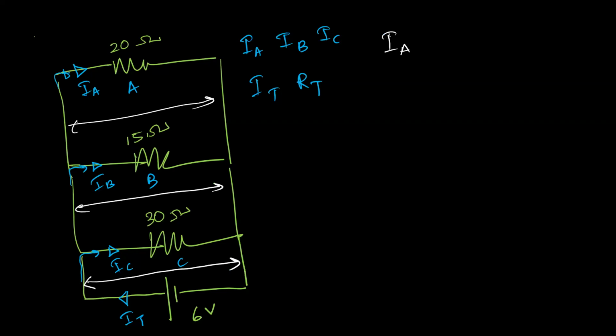In series, last week we discussed current throughout the circuit is same, current won't change, voltage will change. Here in parallel, voltage won't change, current will change. Hari, IA equals, to find IA, what should we do? We should use V equals IR.